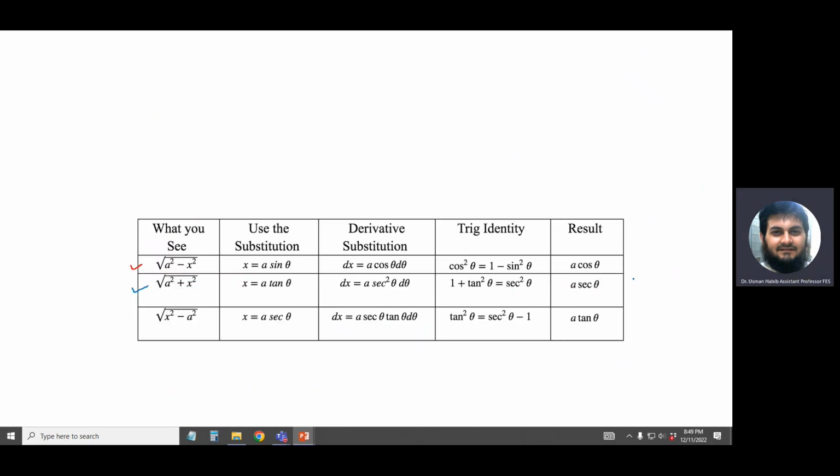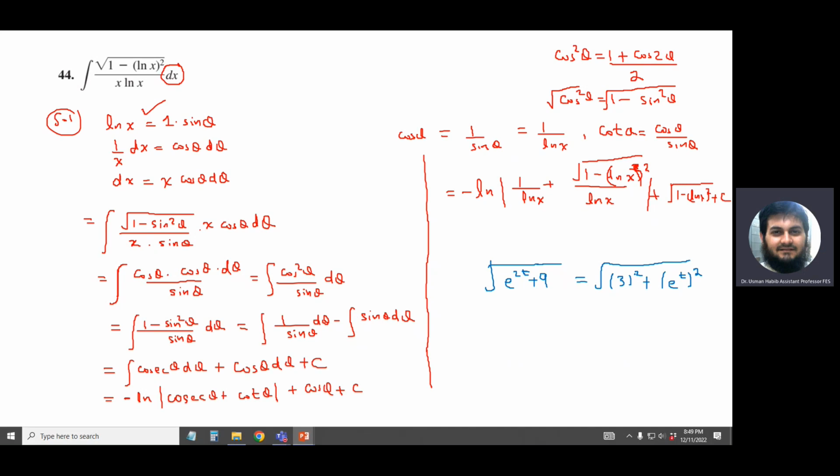Now see, this looks like the second one, a square plus x square, where we have to use the substitution x equals a tan of theta. So our x becomes this. We just use e raised to the power t equals, with a being 3, 3 times tan theta, and then we solve it further.